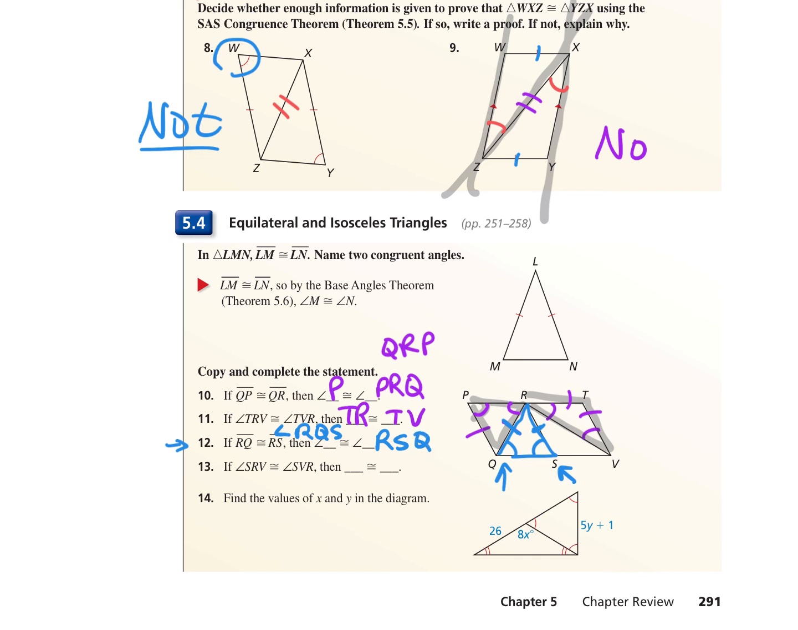And then number 13, yes. Yes. And then next thing, let me see if I can erase some of this. It's gotten too busy. So now for number 13, it says that SRV, this side, is congruent to SVR, this one, again, another isosceles triangle, then we can see that this side is congruent to this side. So we would say SR or RS, either way, congruent to SV.